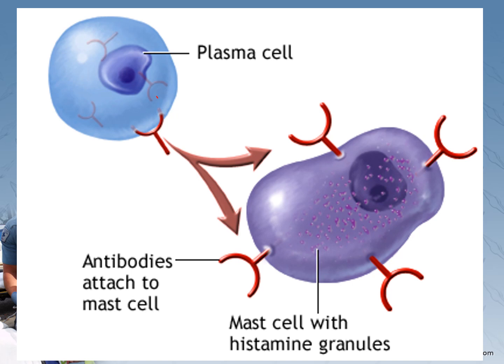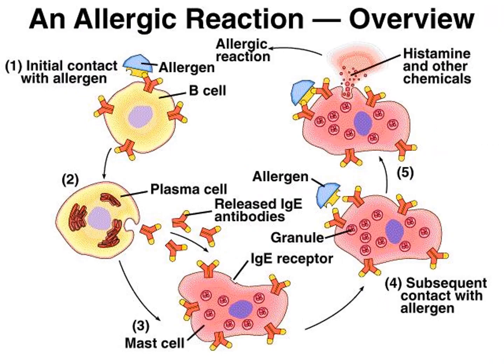antibodies. Here we see that antibodies are attaching to that mast cell, and what I would really like to add to this is that these are IgE antibodies. These are IgE antibodies, not IgM or IgA or IgD. It's the IgE antibody that we're dealing with in this picture. And so this is how things work.